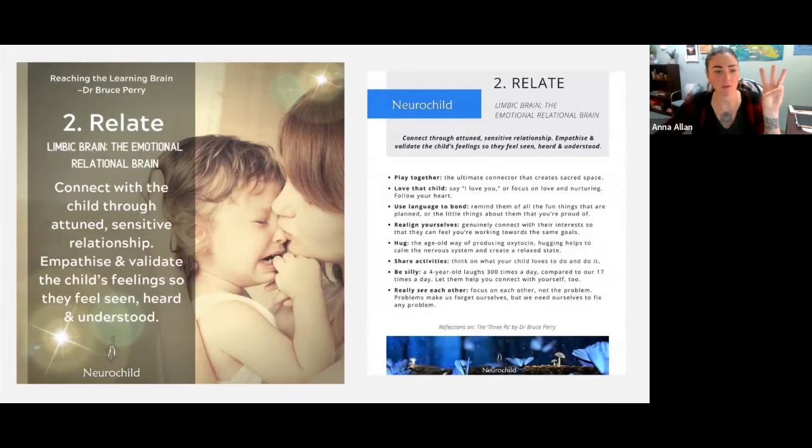Okay, moving into the next step. So 3 R's, we've got regulate. Now we're on to relate. Sorry, I skipped one. Now we're on to relate.